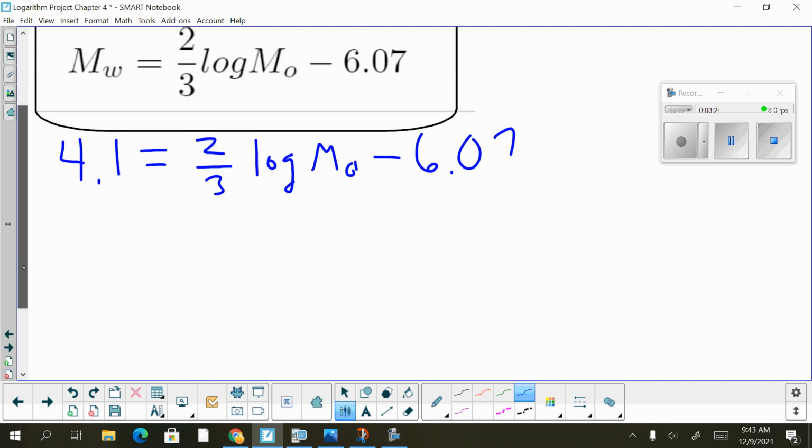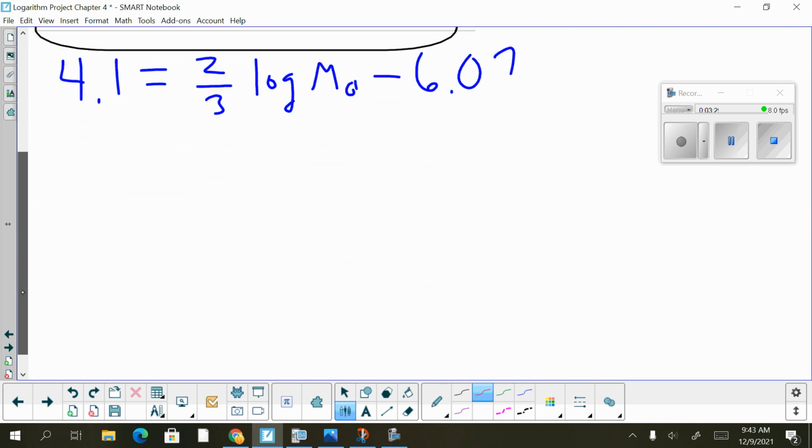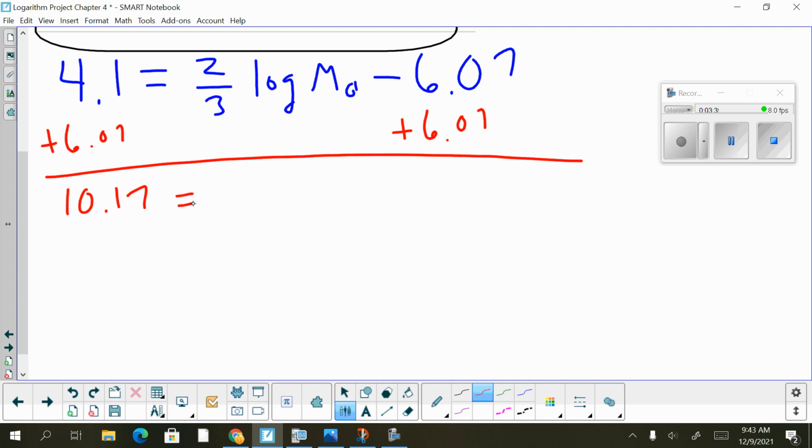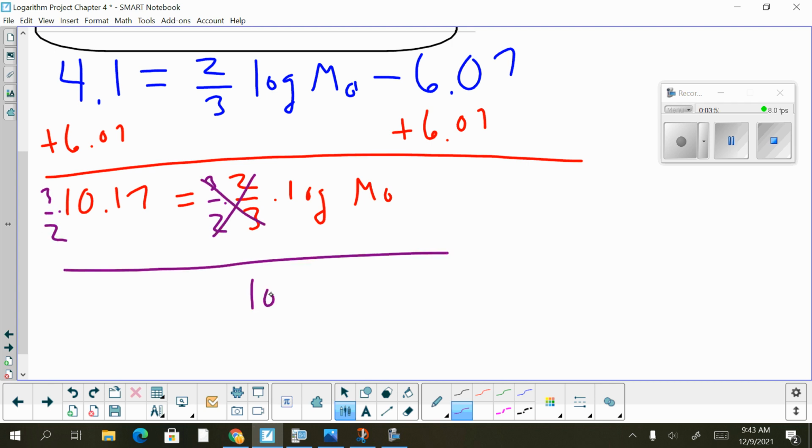Our first step is going to be to add the 6.07 to the other side. And that's going to be 10.17. The next thing we're going to do is try to get rid of the 2/3. So to get rid of the 2/3, I'm going to multiply by 3/2 on both sides. Now this is a base 10, so I'm just going to put that there to help us on our final step. 10.17 times 3/2 is 15.255.